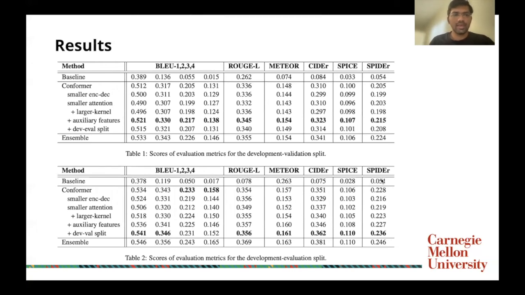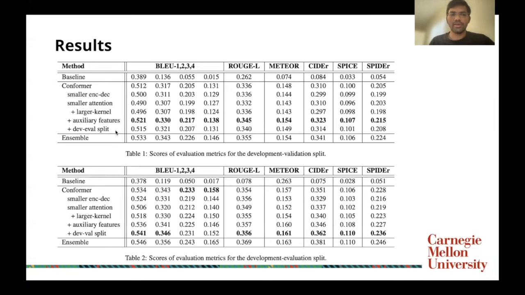Our results showed that on both the development validation and the development evaluation split, our conformer models are performing much better than the baseline model, especially if we look at the final spider score here. The baseline model is only able to give a spider score of 0.05 versus our model ensemble, which is able to perform much better at 0.224.